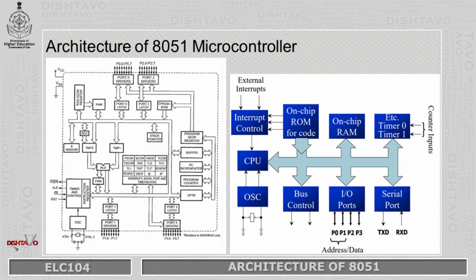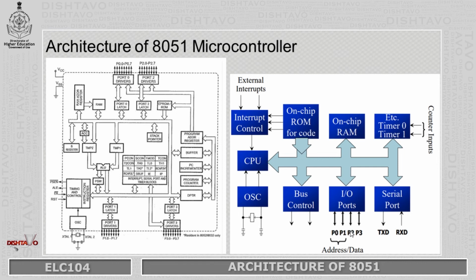So this is basically the architecture of 8051, which has been simplified as a block diagram here. You can see that it has a CPU, oscillator, interrupt controller, and then on-chip ROM, on-chip RAM, then timers, serial port, I/O ports, bus controller, and a crystal oscillator is connected. There are altogether 4 I/O ports, P0 to P3, and each port is going to have 8 bits. So 4 times 8, that is 32 bits, are going to be there on I/O ports.